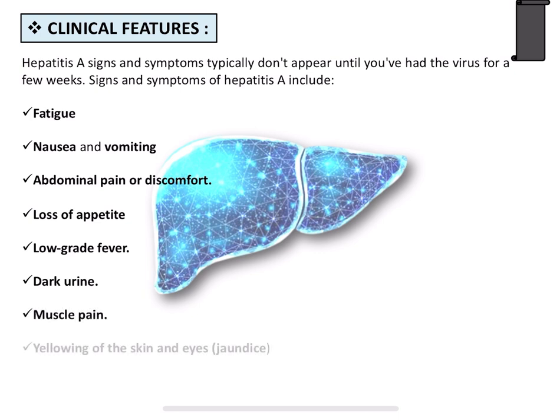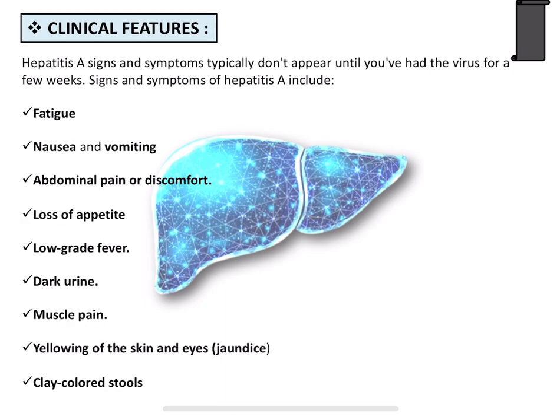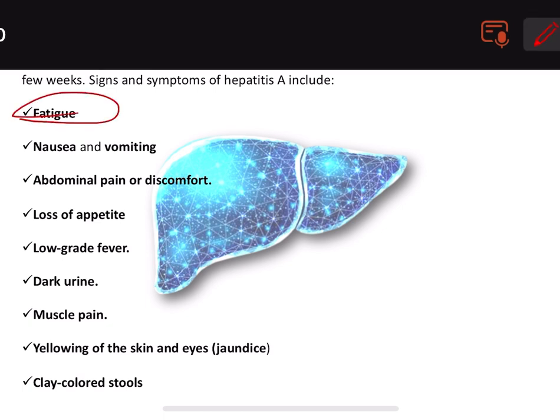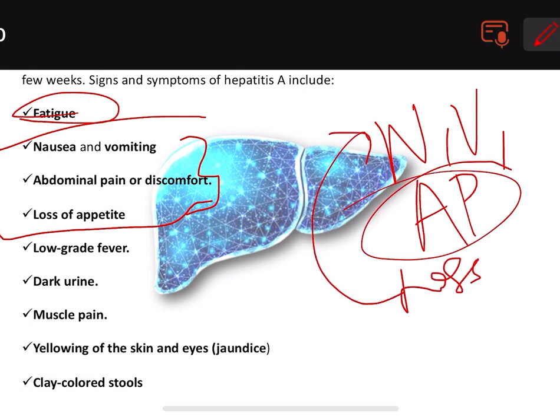There is muscle pain and yellowing of the skin, jaundice. Since the bilirubin content is high, we have yellowing of the skin and the eyes, resulting in jaundice, and clay colored stools are seen. These are the clinical features. Is it clear? What were the clinical features we saw? Fatigue, nausea, vomiting, abdominal pain and discomfort, loss of appetite. Altogether, you can remember loss of appetite, nausea, vomiting, abdominal pain.